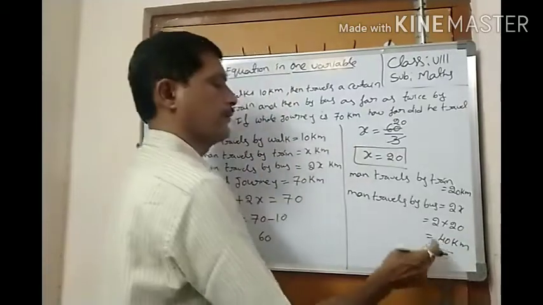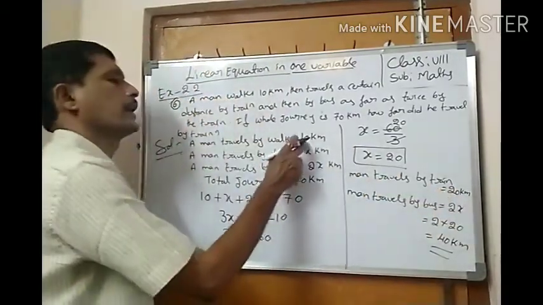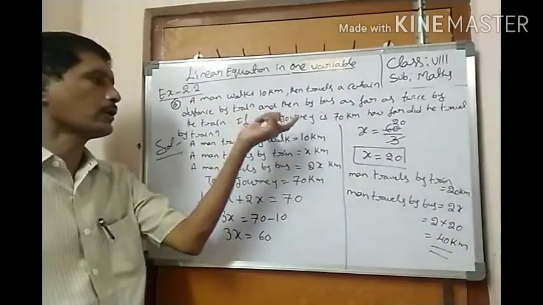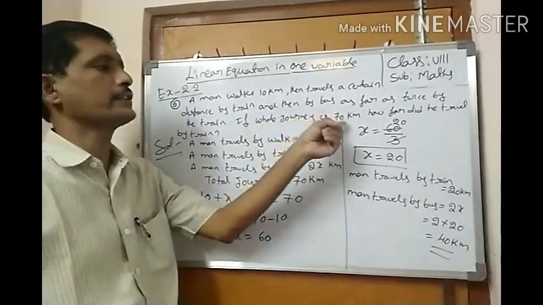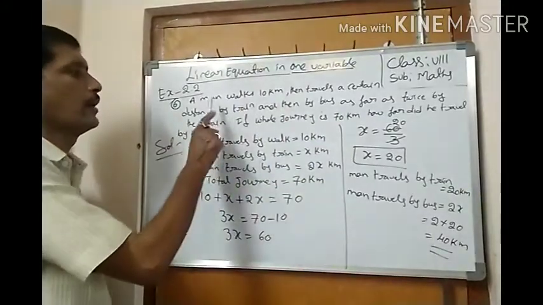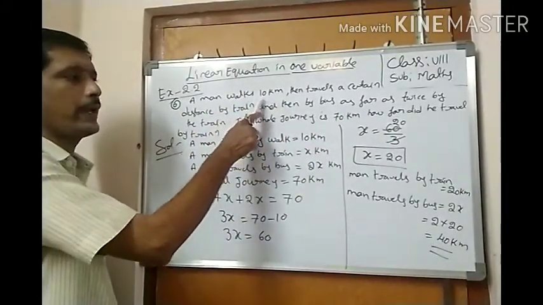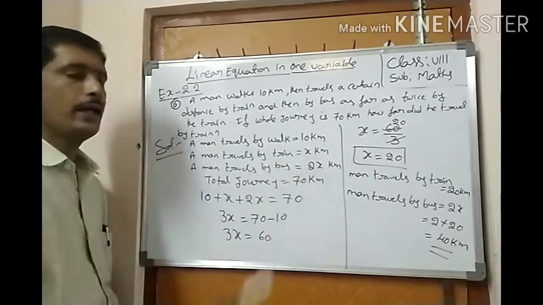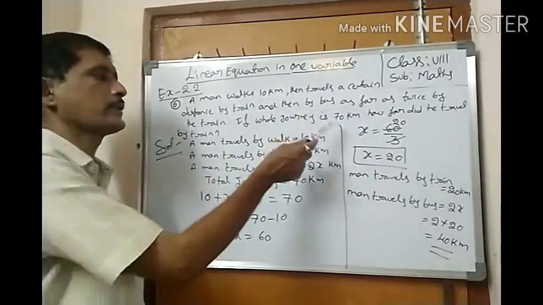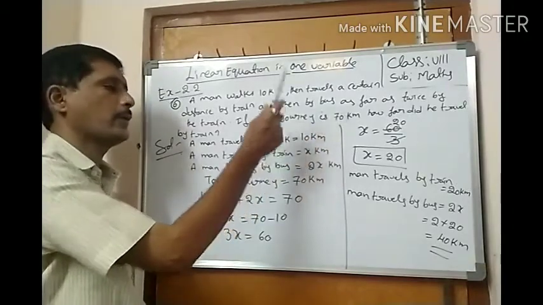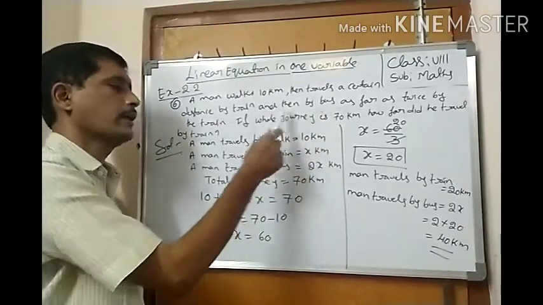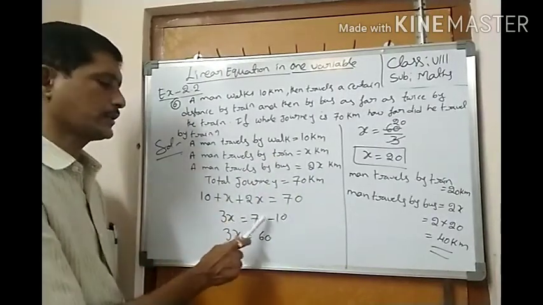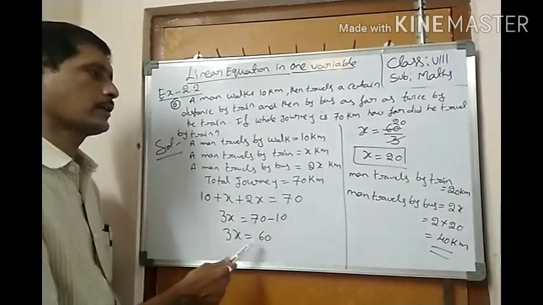Is that correct or not? 40 plus 20 plus 10, total 70 kilometers. Here the total distance the person travels is 70 kilometers. By walk, it is 10 kilometers. By bus, it is 2x. By train, it is x kilometers. Total distance traveled is 70 kilometers. Therefore add these three: 10 plus x plus 2x equals 70. 3x equals 70 minus 10. Therefore 3x equals 60.